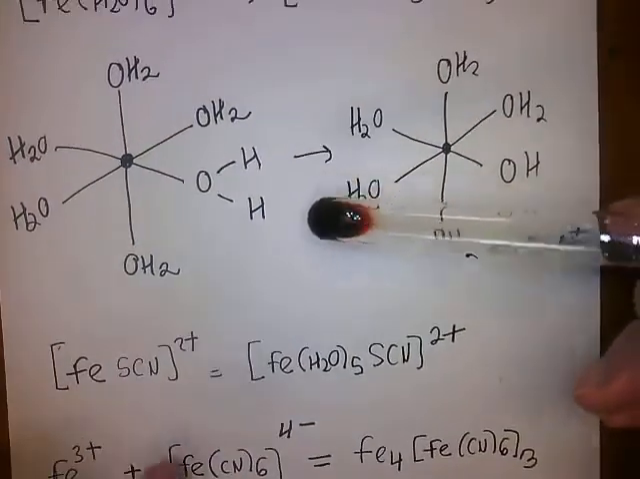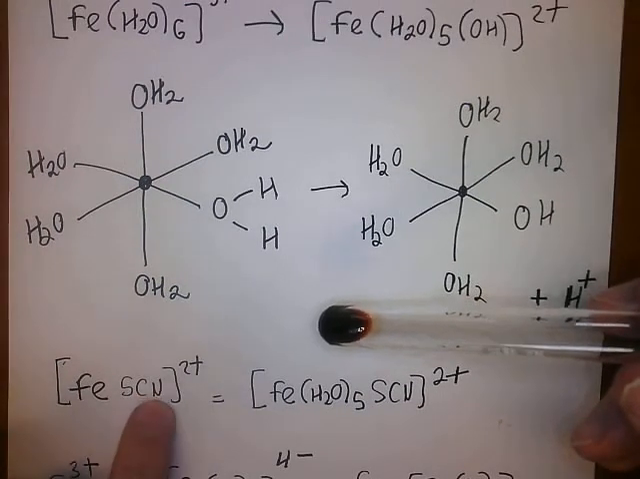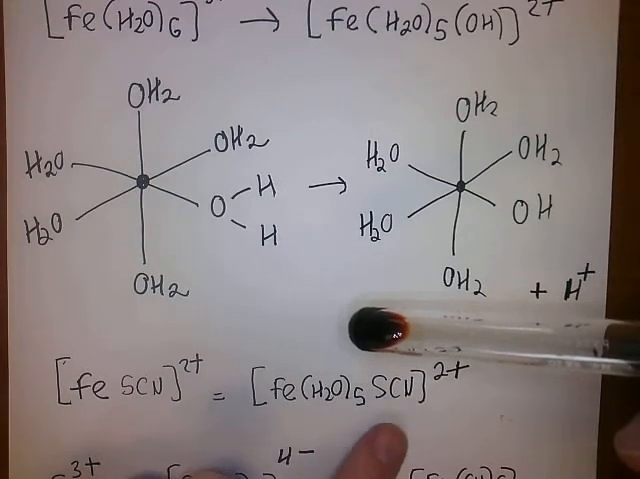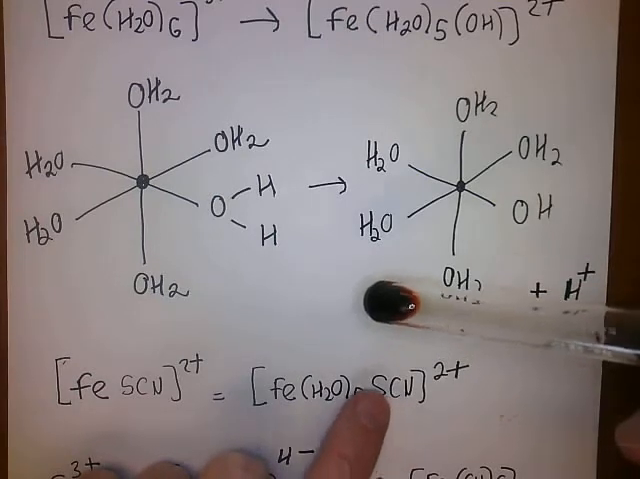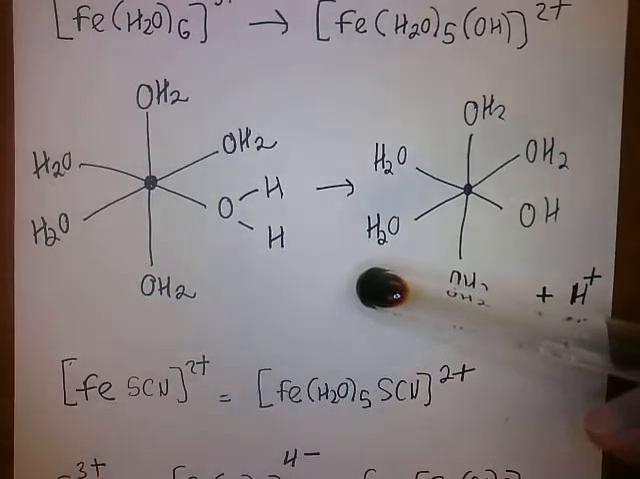You sometimes see this formula written FeSCN2+ without the waters. But the real formula, what's really being formed, including the waters, is Fe(H2O)5SCN2+. Notice we're only replacing one of the water molecules.